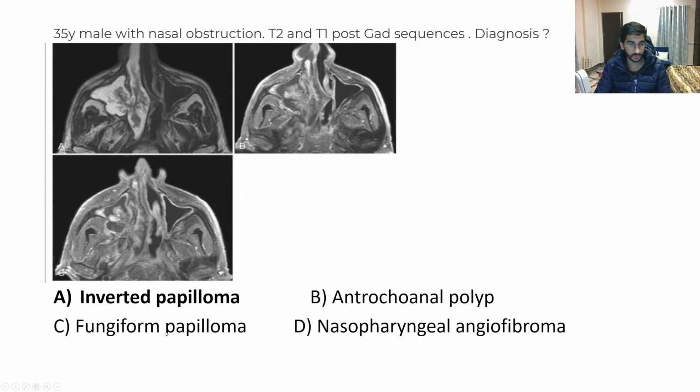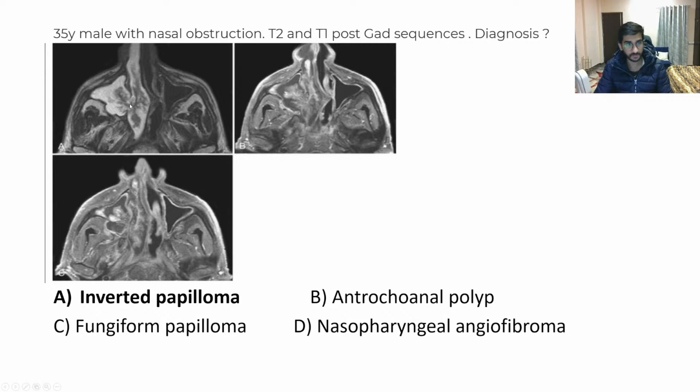Option A, fungiform papilloma, typically arises from the nasal septum and not from the lateral nasal wall. This is the nasal septum and the mass is pushing it towards the other side, so this is not arising from the nasal septum. Also, an antrochoanal polyp grows from the maxillary sinus via the antrum into the nasal cavity. But the characteristic appearance of this tumor is the convoluted cerebriform pattern, which you can see here. The tumor looks like cerebral folia, which is very typical of inverted papilloma.